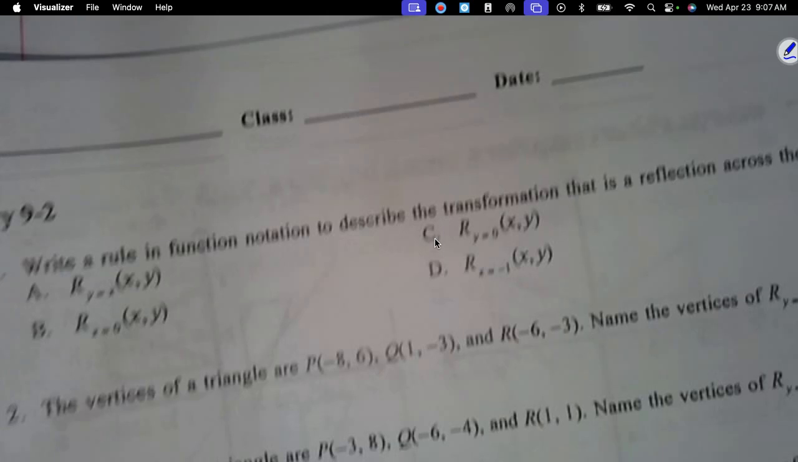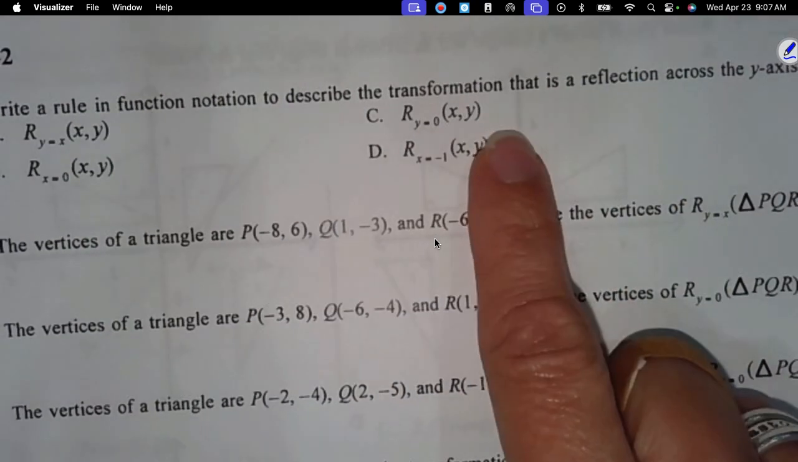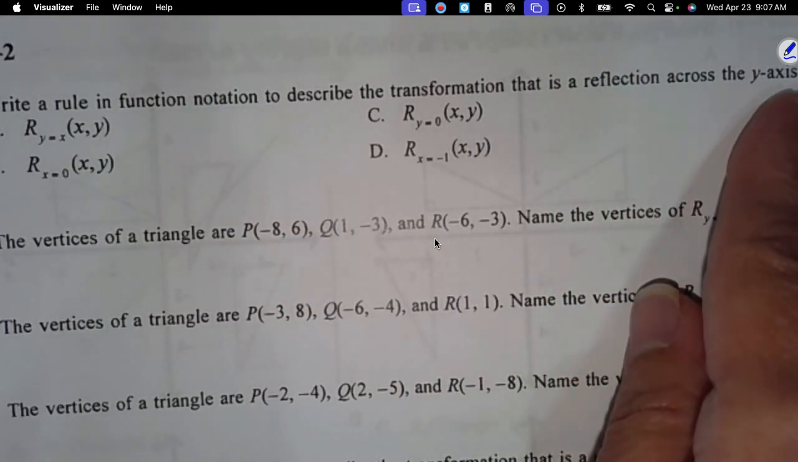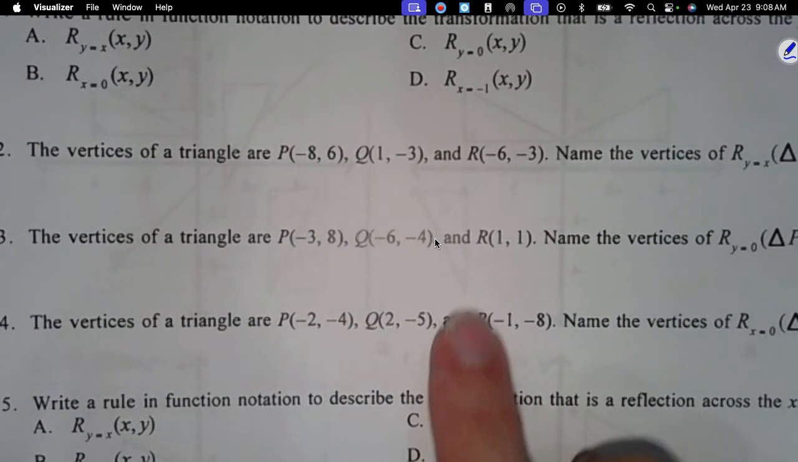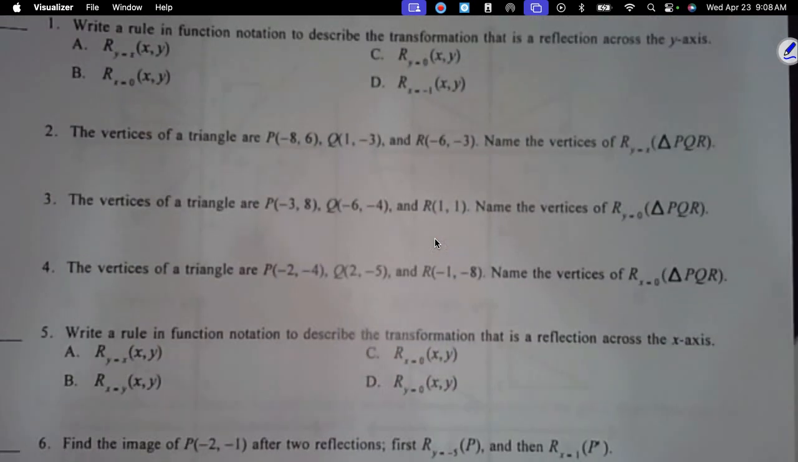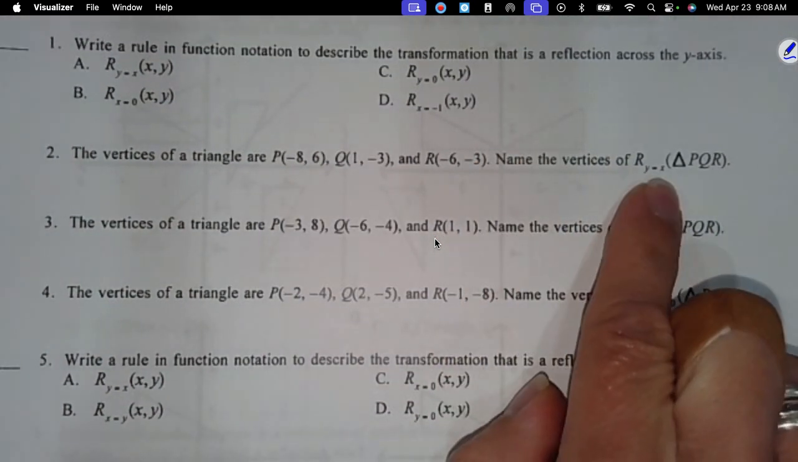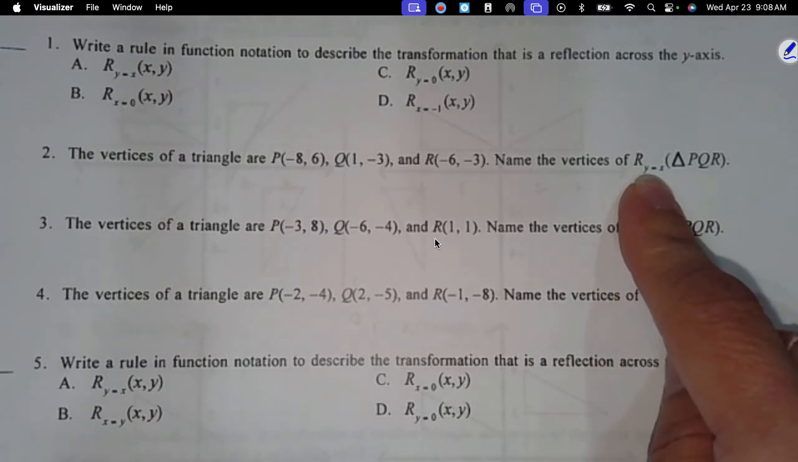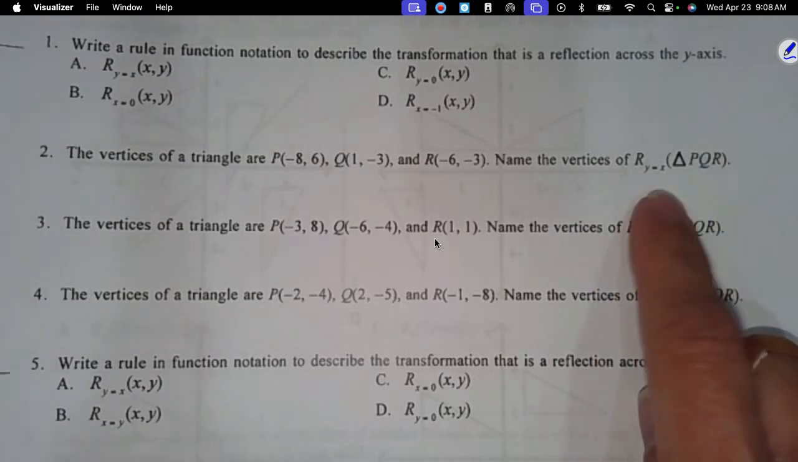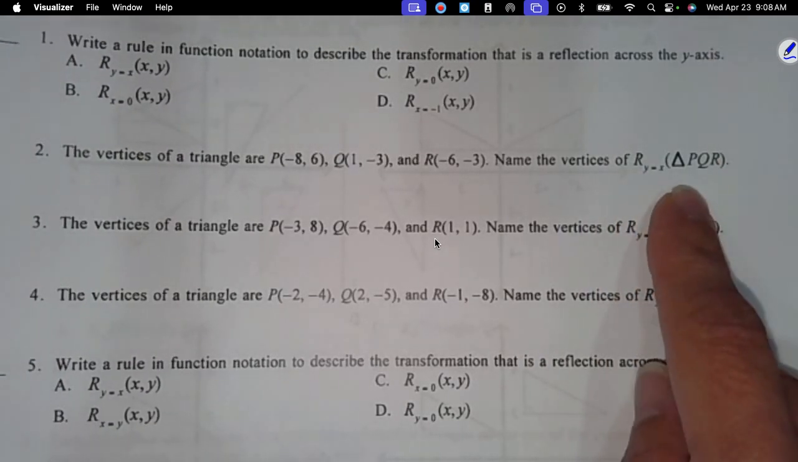Okay, look, I'll just show you some of these. This one just wants a reflection rule. It tells you where you're reflecting it, which one says that. This one is asking you to flip it over the line y equals x. I'm going to go over that one with you as soon as you get your paper. We will do this together, okay?